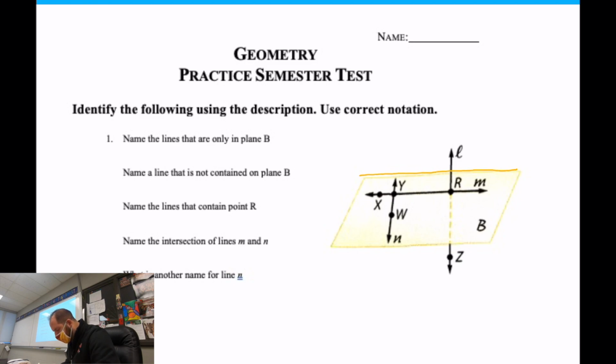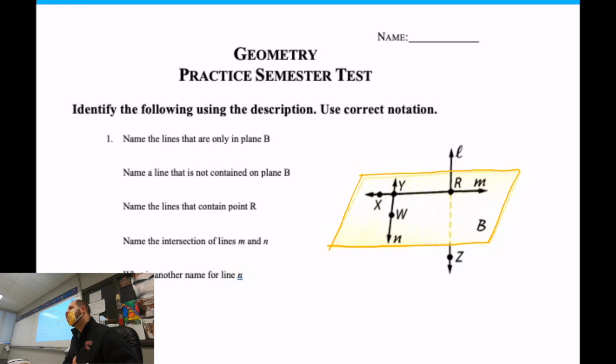On your piece of paper, sorry, it got a little faded. Yellow is probably a really bad color to print on a black and white printer. It doesn't show up really well. So there is a plane there. Can anyone tell me the name of that plane? Plane B. Plane B, that's a good one. You could call it plane B, or you could call it plane XYWR. You can give it all the letters that you see up there that are on the plane itself.